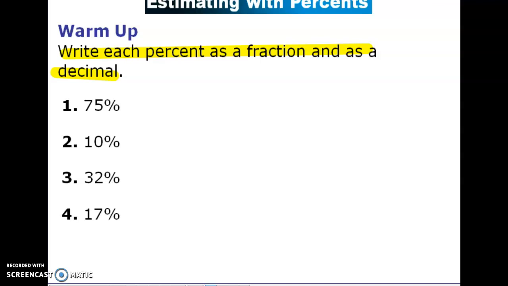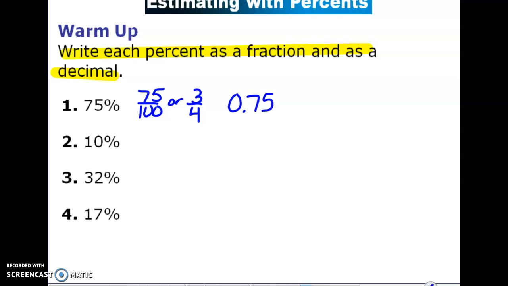Okay, so for a warm-up here today, I'd like you to write each percent as a fraction and as a decimal. Please pause the video and do this. Okay, and we are back. 75%, once again as a fraction. Percent means out of 100. So that is 75 100ths, or in lowest terms is 3/4. If we were to divide 3 by 4, or think of money, as a decimal it would be this right here.